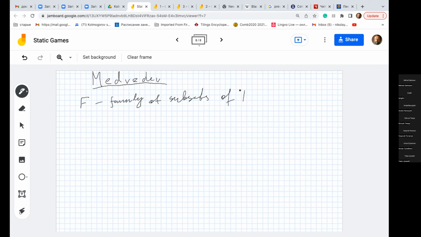Of n, and every such family is identified with an algorithm problem. So informally, the algorithm problem is a problem of constructing an algorithm that enumerates a set in F.